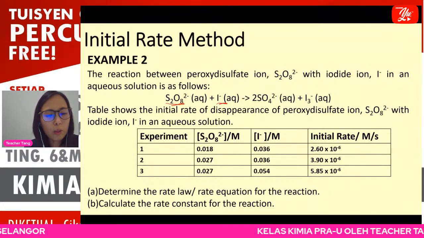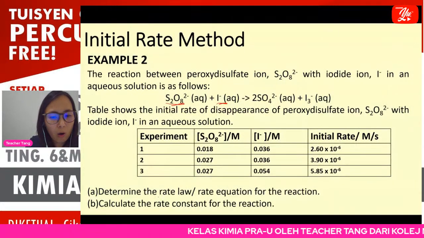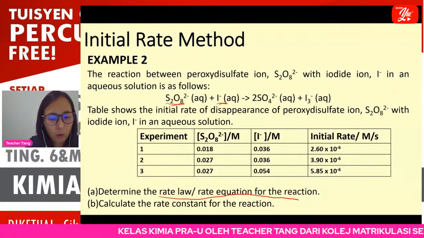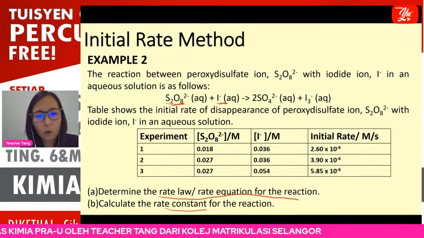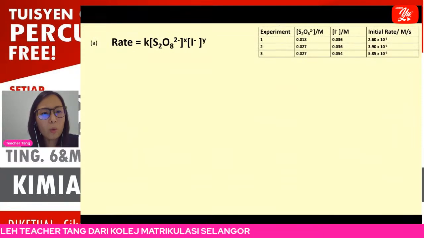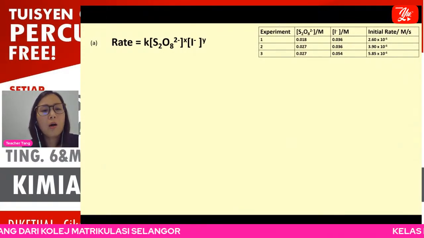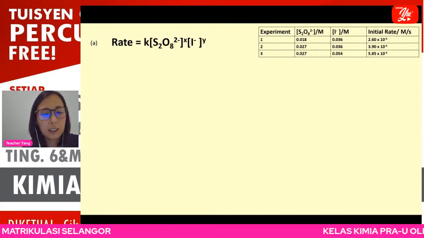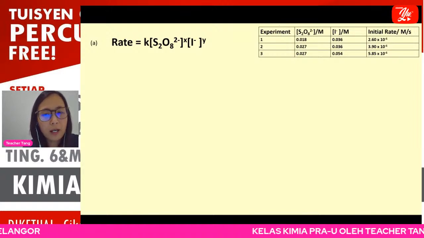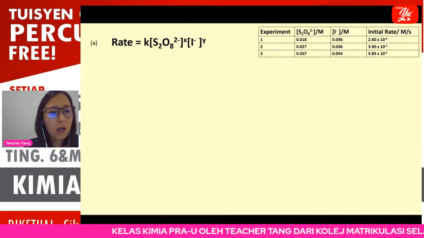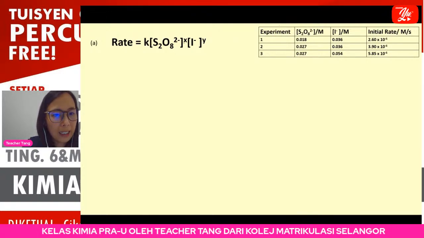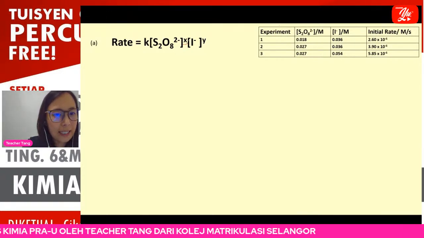So how do we determine the rate law or rate equation for this reaction and also calculate the rate constant for this reaction? Step number 1, again, we need to write the general rate law equation first. Since we haven't deduced the order of the reaction for S2O8 2 minus, we assume it is X first.